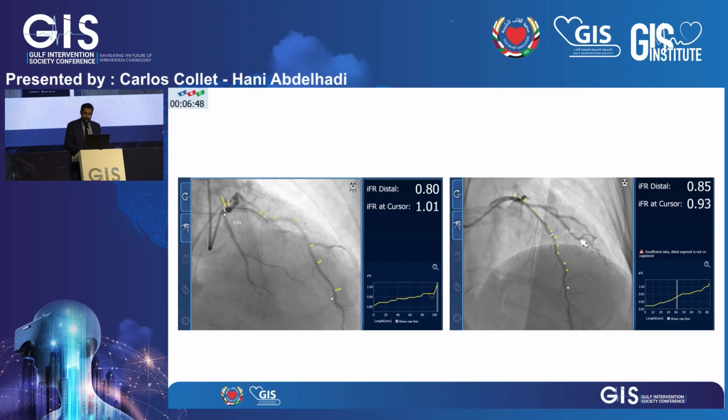On the right side, you see exactly the opposite. You can see with the dots an evenly distributed amount of pressure loss, but you don't see any step-up in the curve. And I fully agree with what you decided in your cath lab, despite having a positive iFR.